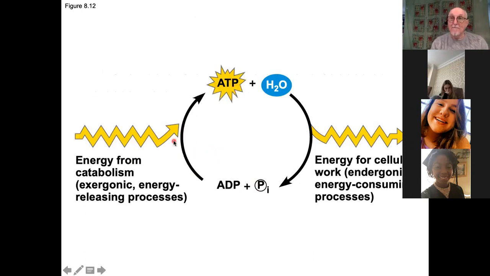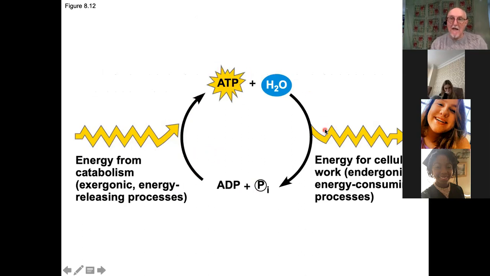This energy that's coming in is derived from various sources. In plants, it's derived from sunlight. In heterotrophs, it's derived from food, from the breakdown of food. And the energy is used to manufacture ATP.